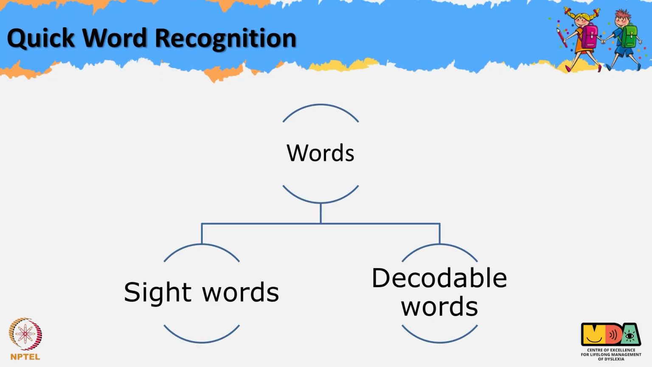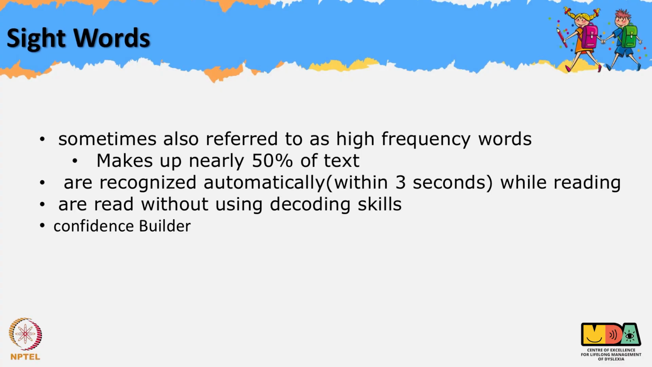In the beginning, when we spoke about fluency, we saw that the words were grouped into sight words and decodable words. So far, we saw how to enable a child to read fluently with decodable words. Now, we will move on to sight words. What are sight words? Sight words are also called high frequency words. If you see any printed material, 50% of that is made up of sight words, and sight words do not follow any set of phonic rules, and they have to be decoded instantly and read instantly, within 3 seconds.